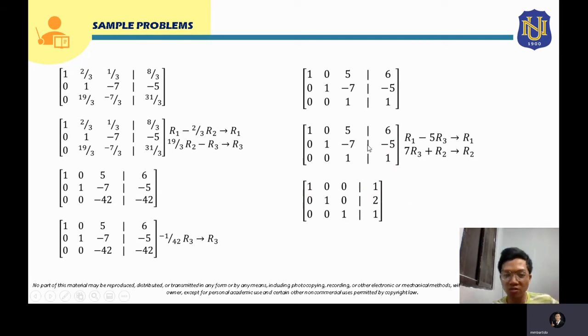So from here, this is already an identity matrix. The answers for x, y, and z will be the new constants here. So this will now be the value of x. x is equal to 1, y is equal to 2, and z is equal to 1. This will now be the answer for this problem using the Gauss-Jordan elimination method. So x equal to 1, y is equal to 2, z is equal to 1.